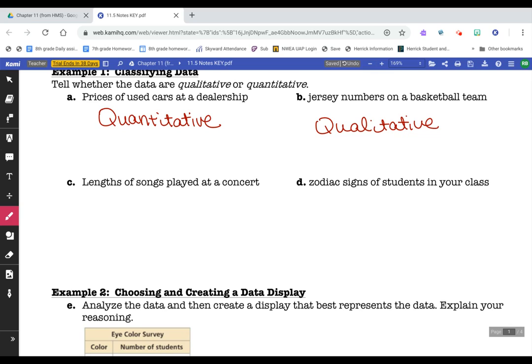The lengths of songs played at a concert. Lengths is how long, it's numerical data, so that would be quantitative. And think, can you take the mean of that data set? Would it make sense? And yes, it would. What's the average length of a song at a concert? For part D, it says zodiac signs of students in your class. Zodiac signs depend on what time of the year you were born, what month you were born in. Are you a Leo? Are you an Aries? And so forth. This is categories. So this is qualitative data.